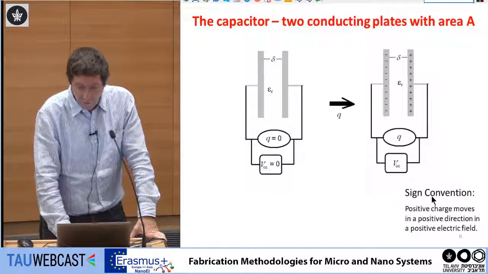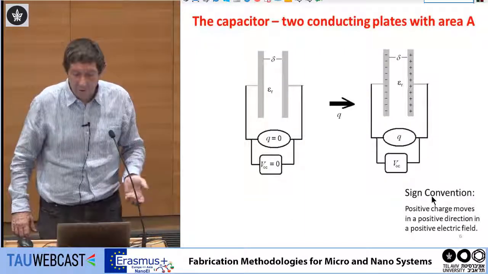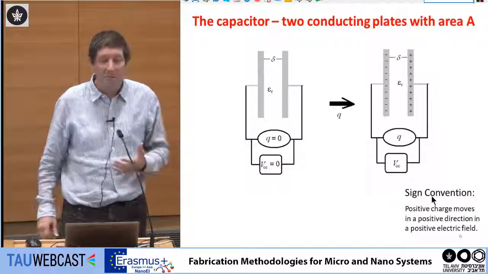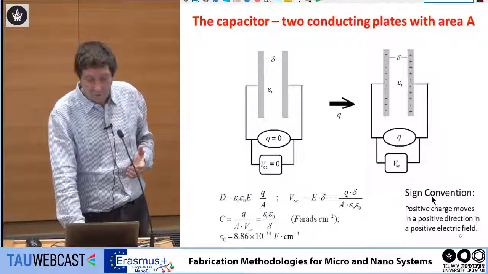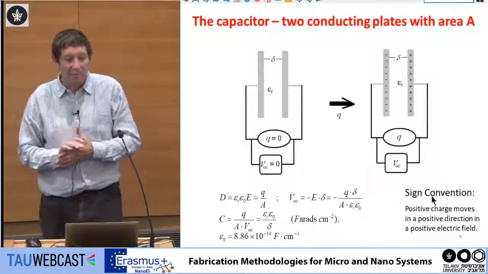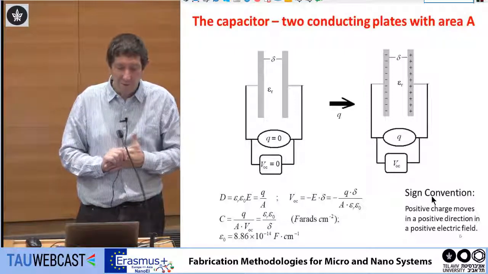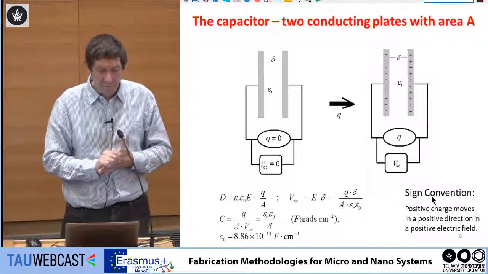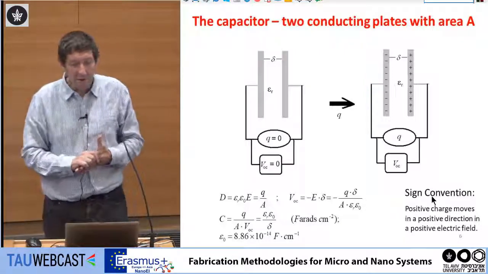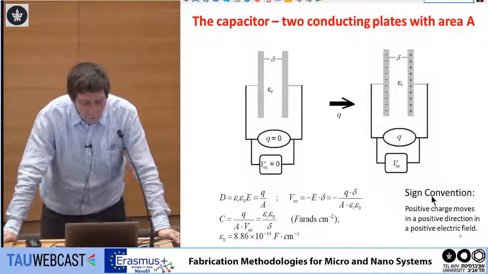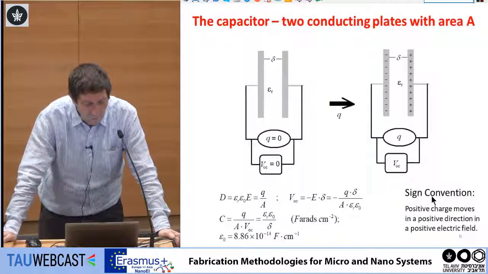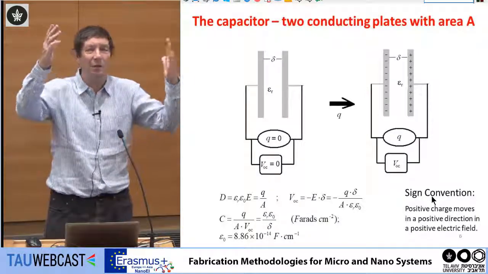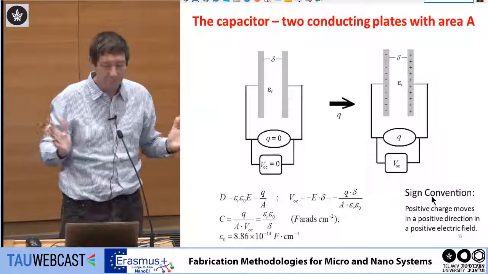We know the sign convention, that the positive charge moves in the positive direction in a positive electric field. We all studied electrical engineering, and we know the rules. The displacement D, vector D, is epsilon times electric field E, which is Q over the area, charge per unit area. And the capacitance is Q over A times the potential, or epsilon over delta. Delta is the separation distance between them. We all know the capacitance per unit area is epsilon, the electric constant, divided by the distance between the plates.